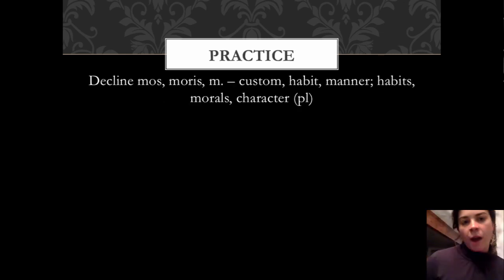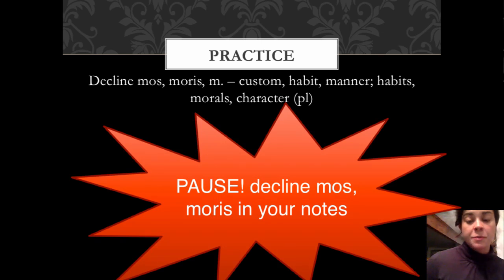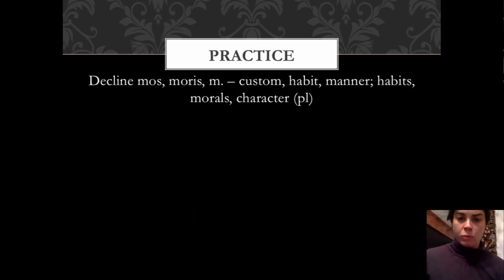So now let's try some practice. I'd like you to try to decline the word mos, moris, which is masculine, and from your vocabulary. It means custom, habit, and manner. In the plural, it's going to mean habits, morals, and character. So like animus, animi had two separate definitions, one in the singular and one in the plural, mos, moris has the same thing. So go on and pause the video right now and decline mos, moris in your notes. Resume when you are ready.